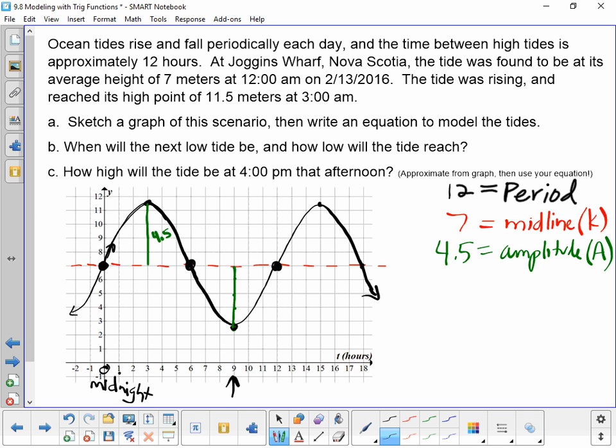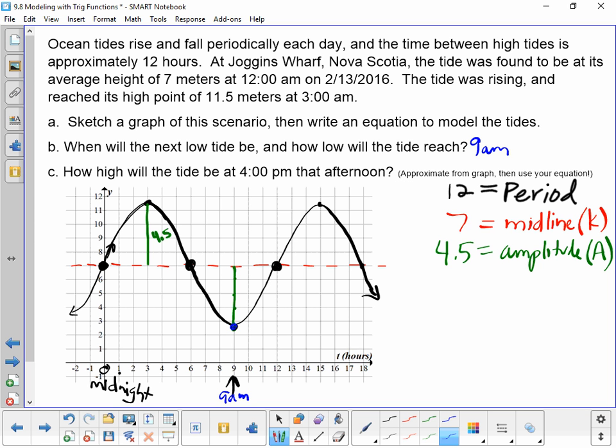Part B says, when will the low tide be? So if we're starting at midnight, when will the next low tide be? It would be right here, and this is 9 on our x-axis. So this would be approximating 9 a.m. So our low tide would be at 9 a.m.